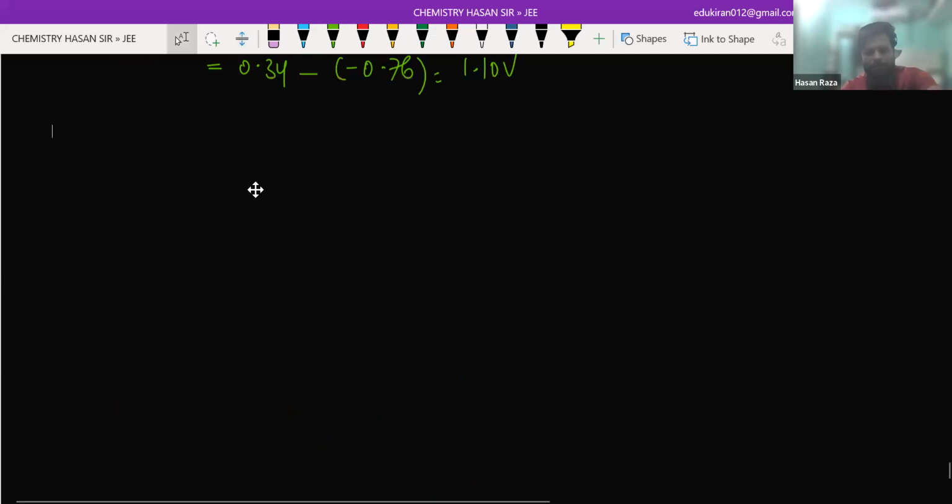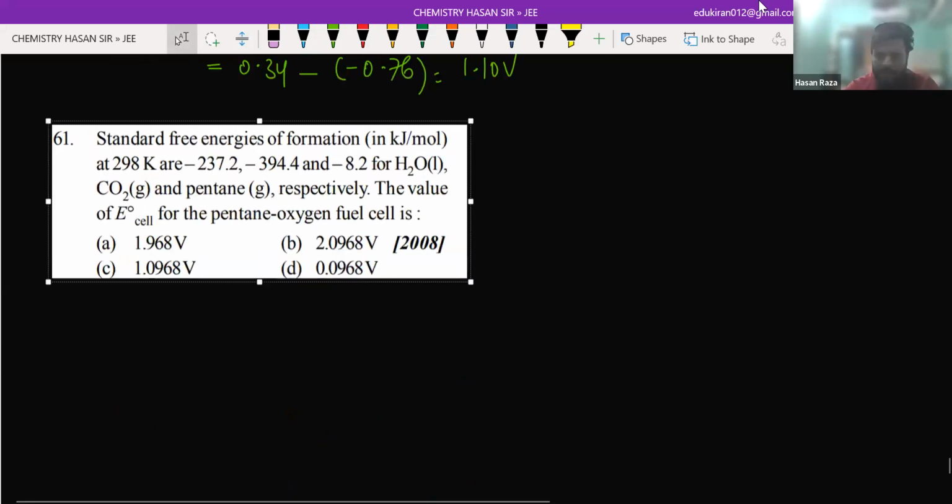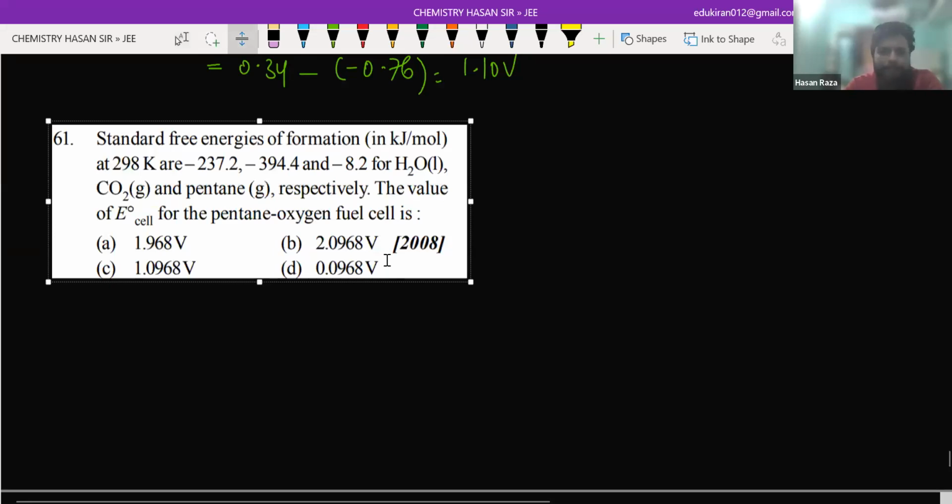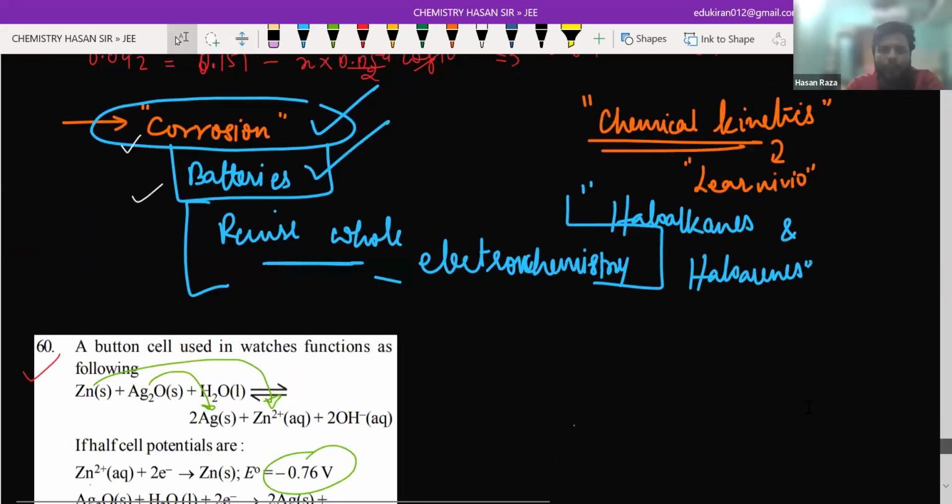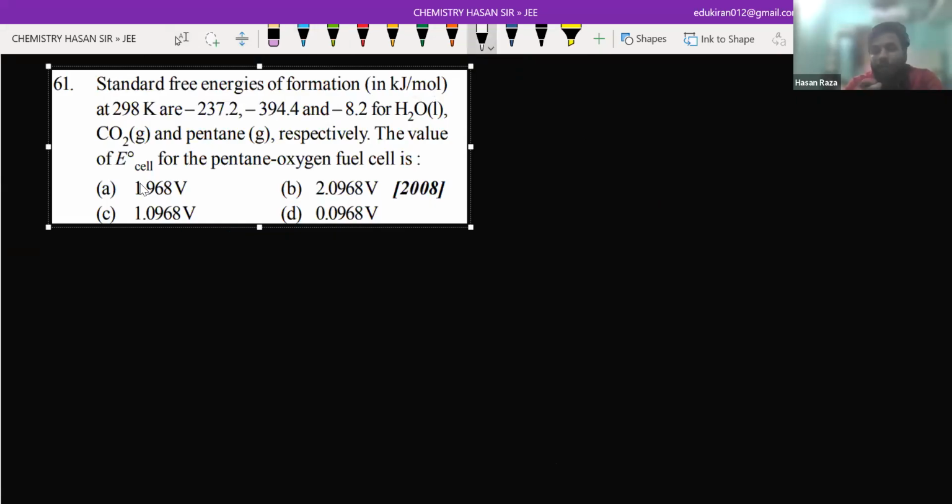Okay. Moving to the next question, which is very easy if you have studied thermodynamics from class 11. See what is the question. First of all, you have to write an equation. Just wait a minute. Okay, this is your question. And what does it say? The standard free energy of formation at 298 Kelvin of H2O is given as minus 237.2 kilojoule per mole.